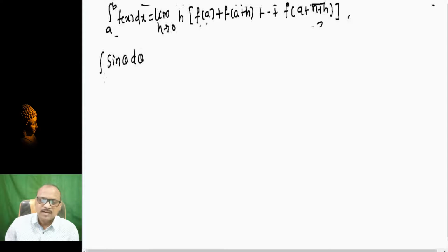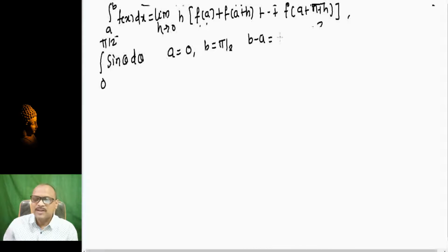Let us evaluate integration of sine theta d theta between the limit 0 to pi by 2. Now watch here, what is a? a is 0. What is b? b is pi by 2. Then b minus a equal to b, and b is pi by 2 equal to n into h. Now what are the values? f of 0 equal to function. What is my function? f of theta equal to sine theta.